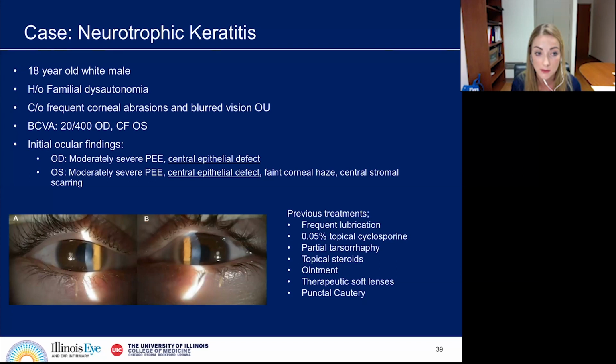And so this patient came in complaining of frequent corneal abrasions and blurred vision in both eyes. Best corrected visual acuity was 20/400 in the right eye and counting fingers in the left eye. And initial ocular findings included severe punctate epithelial erosions in both eyes and central epithelial defects in both eyes as well. So primary treatment for these patients includes punctal occlusion, lubrication, ointments, protective goggles, and soft contact lenses. And if those options don't work, we might switch to some of the secondary treatments, including scleral lenses, but also tarsorrhaphy, autologous serum tears, and amniotic membrane transplants.